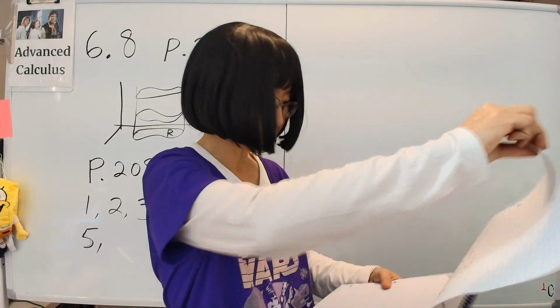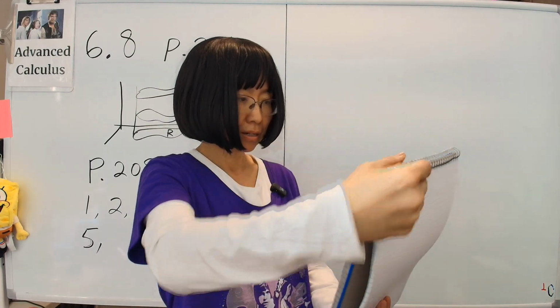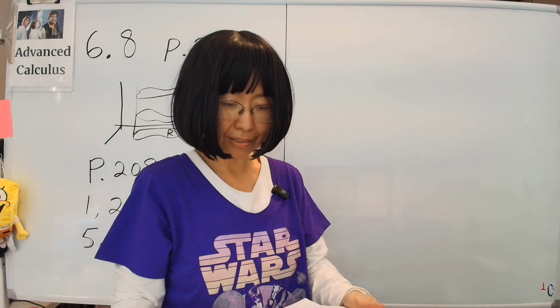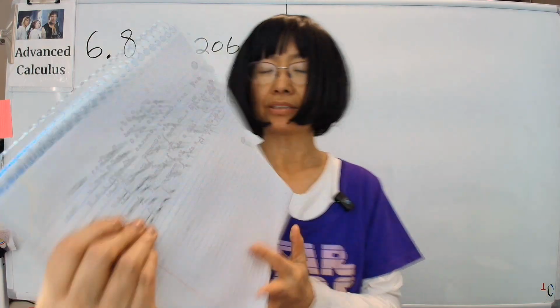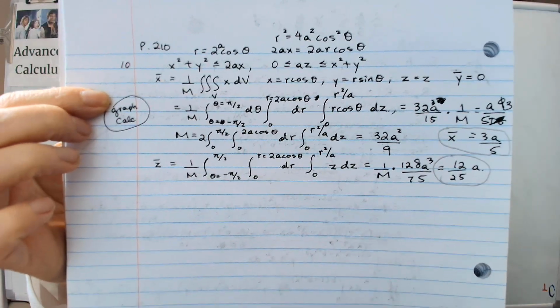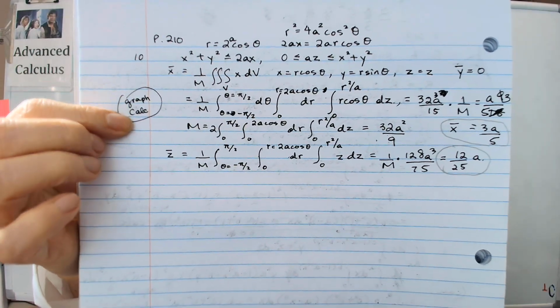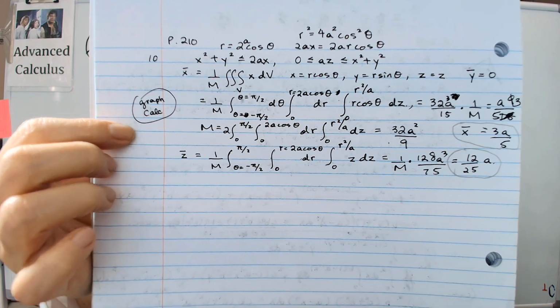Next, let's consider problem 10. We're just trying to calculate the center of gravity of some odd object. All right, so for the center of gravity of this thing, we'll just plug it into the formula, and I'll show you the formulas that I did. I used the calculator to do it.